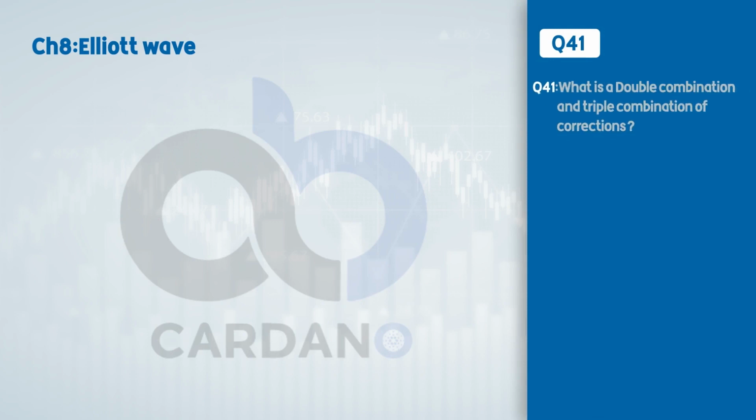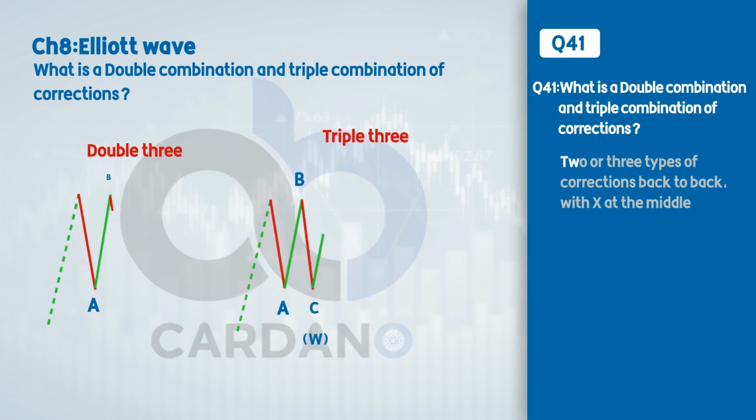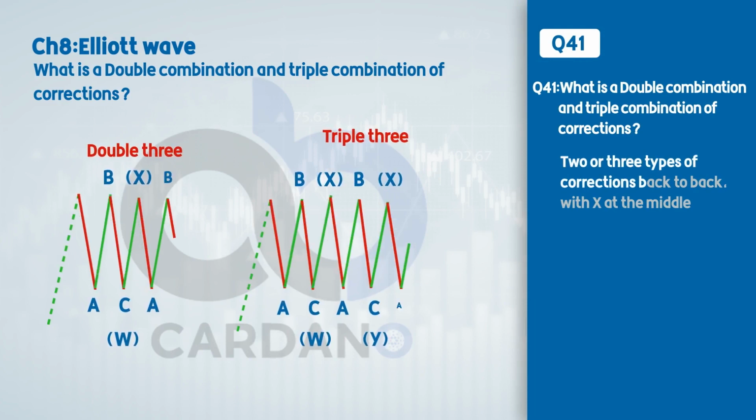Question number 41. What is a double combination and triple combination of corrections? The answer is two or three types of corrections back to back with X in the middle.